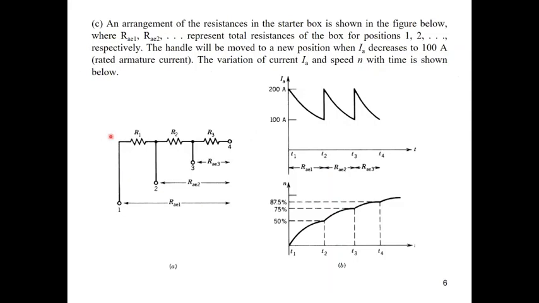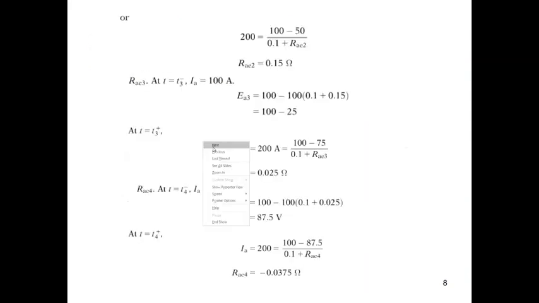So the value of the overall resistance is 0.4. Okay, Shabab? We need the value of the rheostat at step number 2, equal to 0.25. So R1 will equal the overall resistance 0.4 minus 0.25. Okay? So simply we can do the same for the other steps.